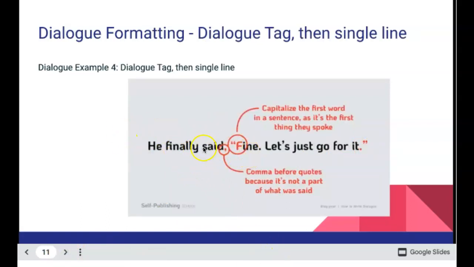Now what if the dialogue tag goes first? He finally said, then we put a comma. Notice that comma is outside the quotation marks because that's not part of the person actually speaking. "Fine, let's just go for it," period, closing quotes. Another rule, and you're going to see some of these on the exam. You're going to have to see exactly how we would do this.